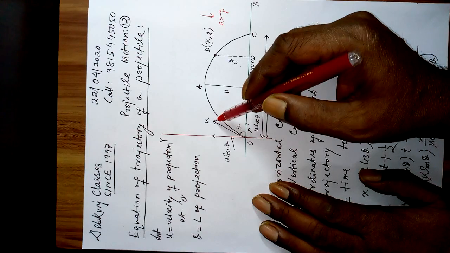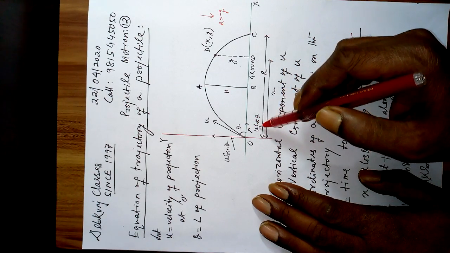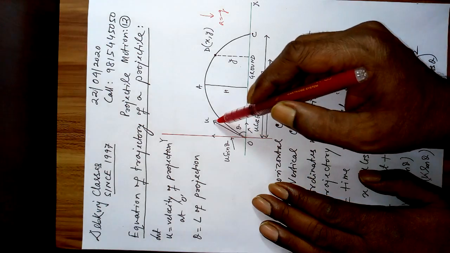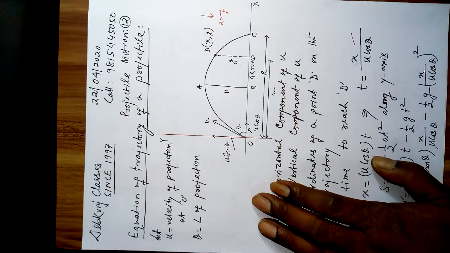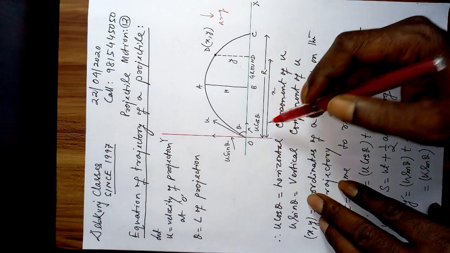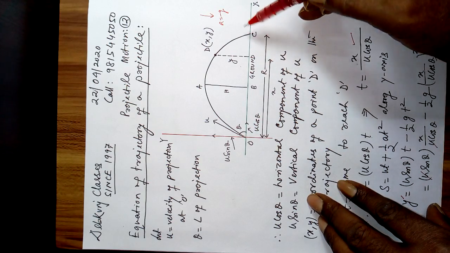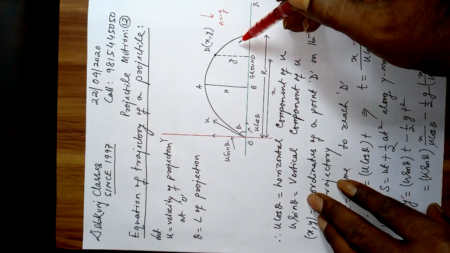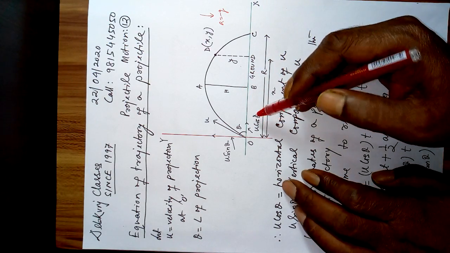So from this point, if you drop a perpendicular, this much part, that is u cos theta, is your horizontal component. From here, if you drop a perpendicular, this much part is your vertical component, that is u sin theta. Now, as you know, this u cos theta remains constant all throughout, because there is no retardation to this side, no acceleration to this side. No retardation because there is no air resistance. So this remains u cos theta all throughout.